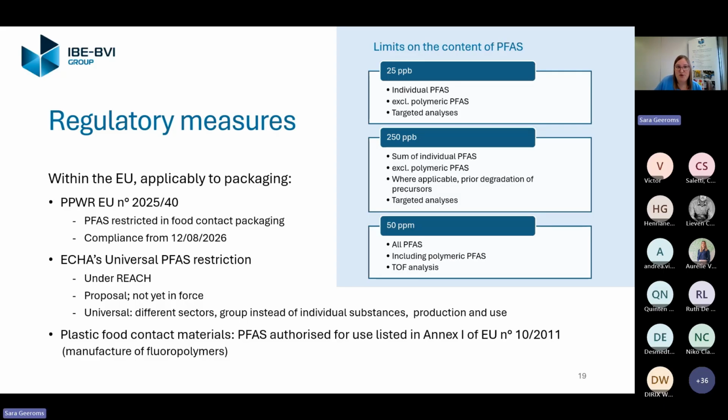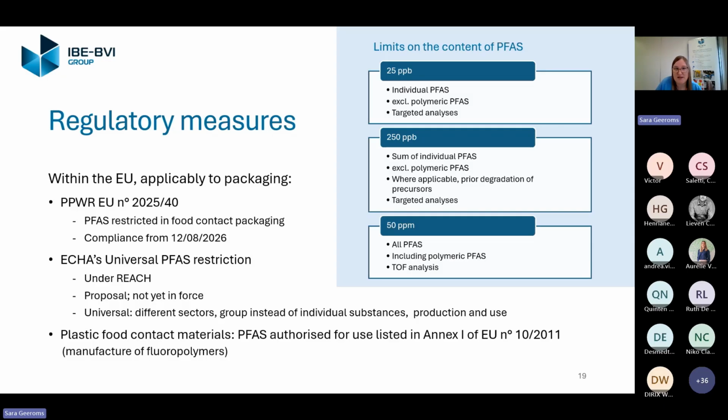Now, both the PPWR and the ECHA restriction proposal have some limits on the content of PFAS in materials. There are 3 categories: a limit value for individual PFAS, a limit value for the sum of individual PFAS, and then a limit on the entire group of PFAS, including the polymeric. More on those differences from the analytical point of view will be given by Andrea.